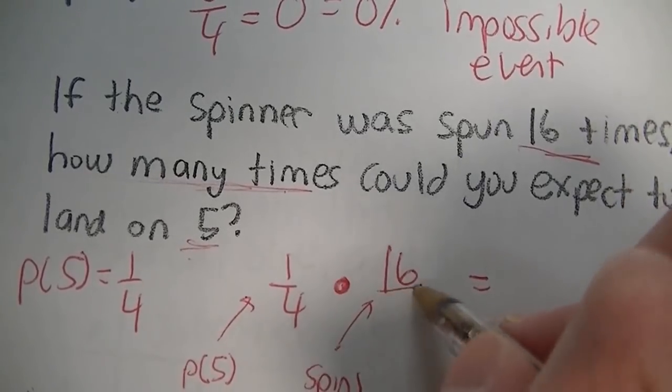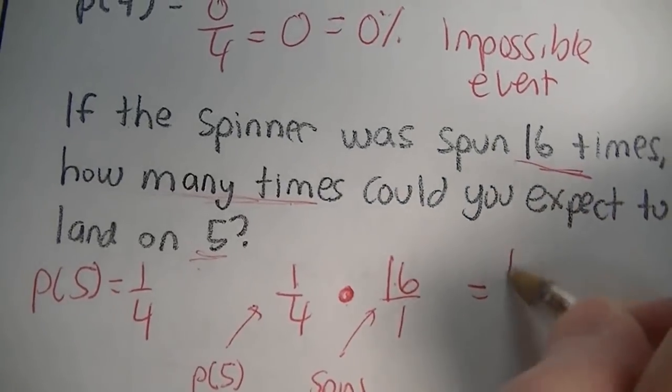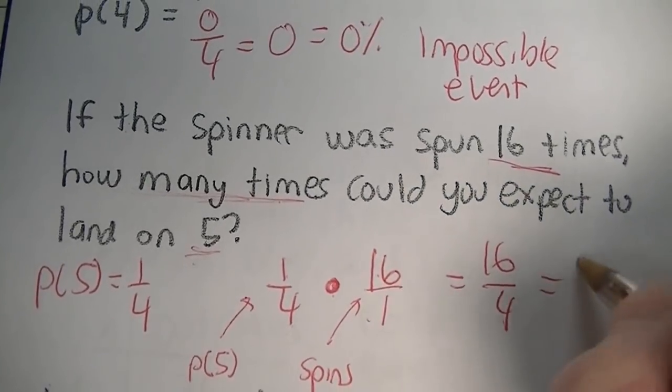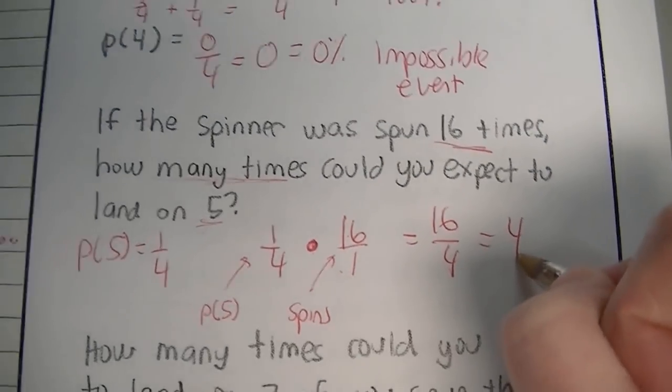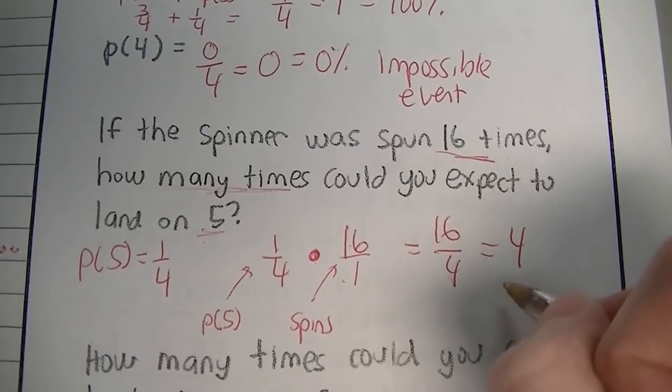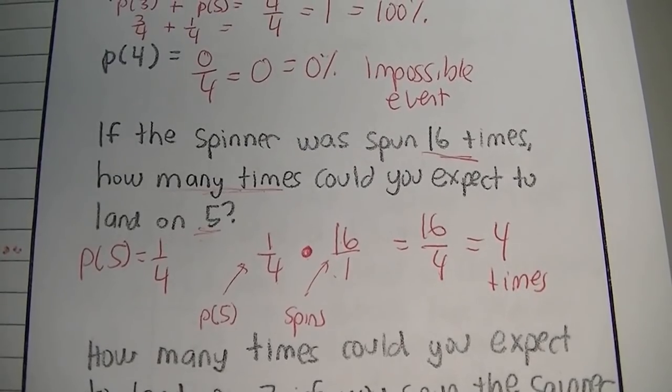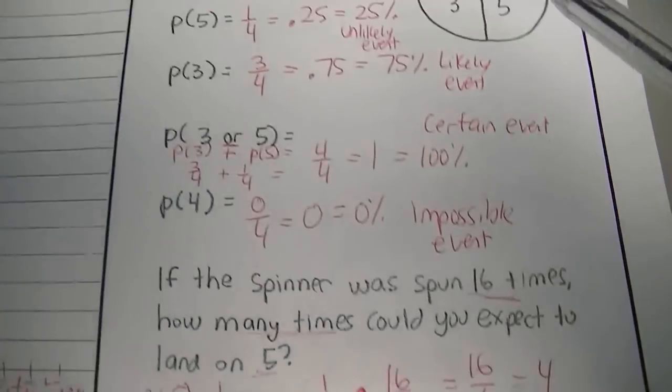Now, hold on. Let's make this a fraction. So 1 times 16 is 16. 4 times 1 is 4. 16 divided by 4 is 4. Okay, think about how you're going to label it. 4 what? 4 times. That's how many times you'd expect to land on 5, theoretically, if you spun this spinner 16 times.